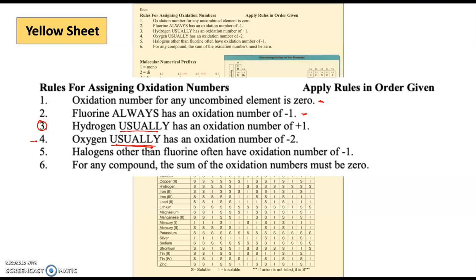Now, number 5, halogens other than fluorine, so chlorine, bromine, iodine, they're almost always a -1. So you can just give them -1. And then for any compound, the oxidation numbers have to add up to 0. So that's another key part of this.